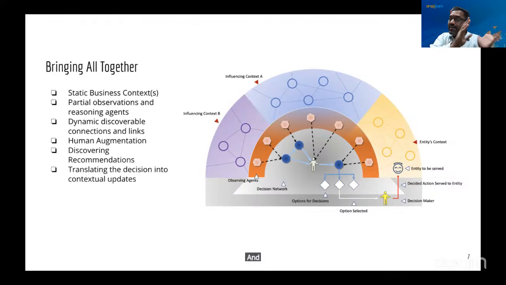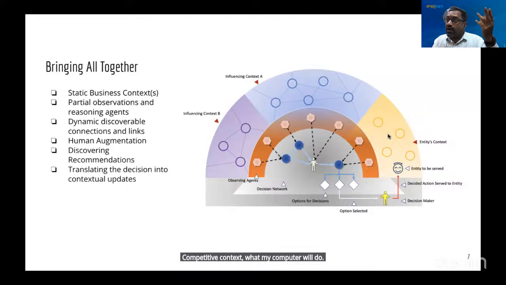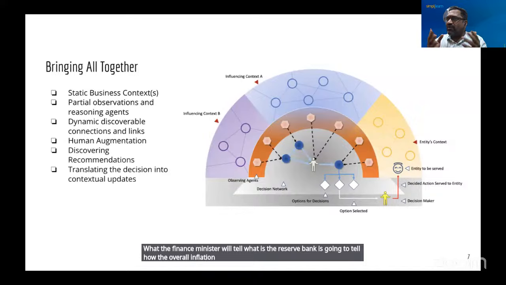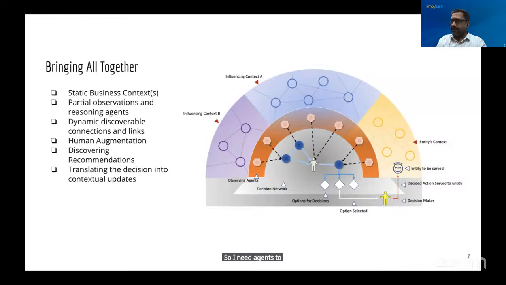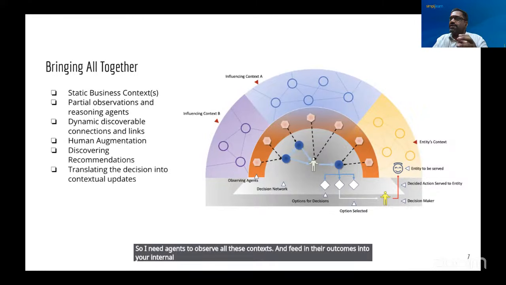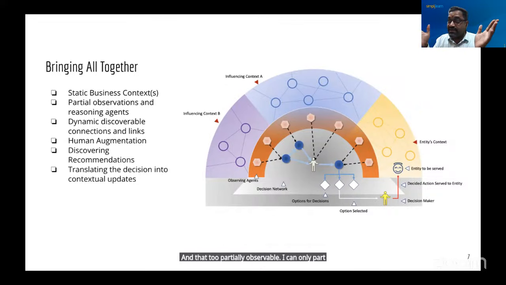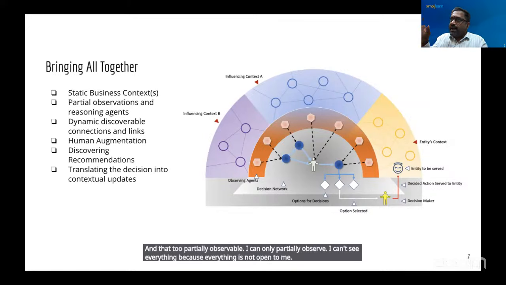And there is a completely external context, competitive context: what my competitor will do, or what the macro economy will look like, what the finance minister will say, what the Reserve Bank is going to say, how the overall inflation will go up or down, and how it will impact whatever I am supposed to do. That is the third context. So I need agents to observe all these contexts and feed their outcomes into an internal dynamic network. Outside, we see these are the static contexts, where I cannot do much, I can only observe them, and that too only partially. I can't see everything because everything is not open to me. But I have to infer things.